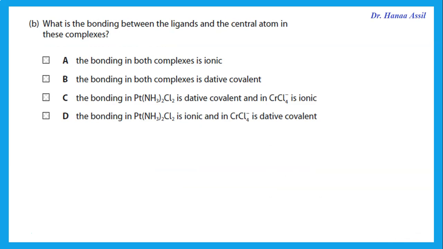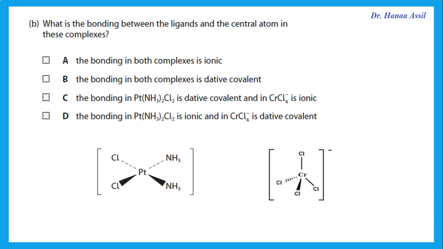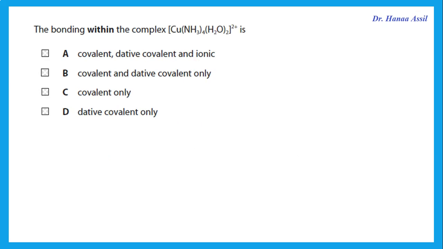What is the bonding between ligands and central atom in these complexes? So in these complexes, he's asking about the bond between the ligand and the central atom. The ligand and the central atom, it is only dative covalent bond. What is the bonding within? Can you see the difference between the questions? The other one was saying between the ligand and the central ion, so we said only dative.